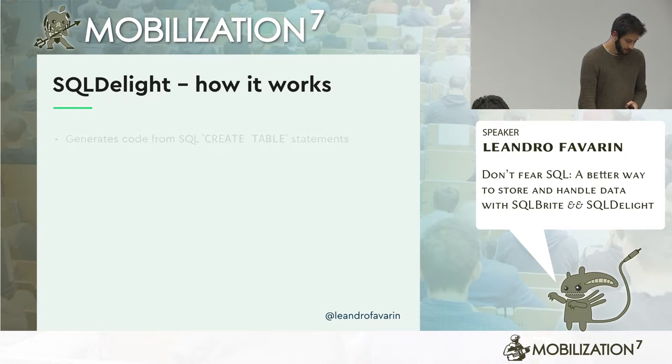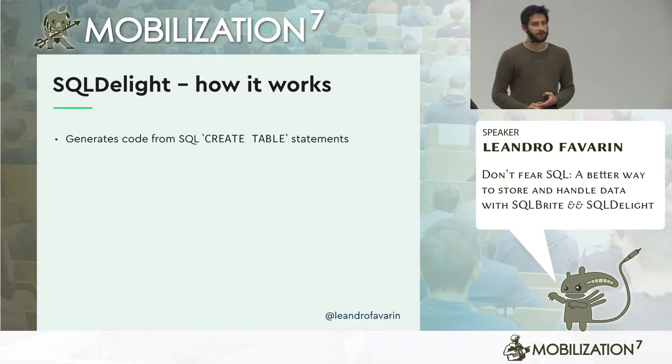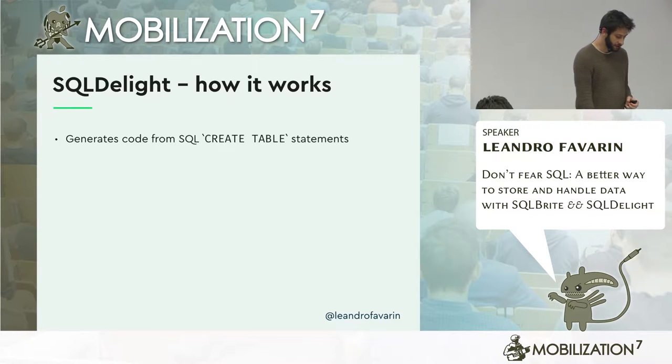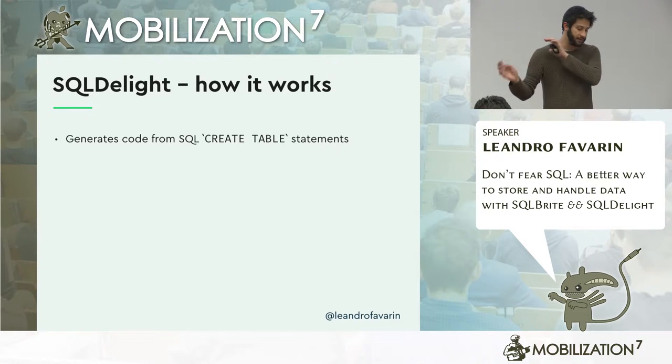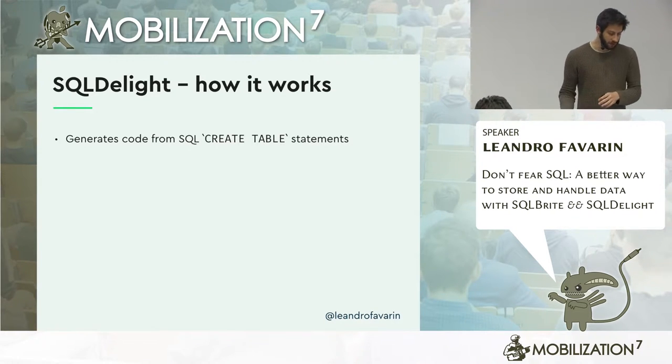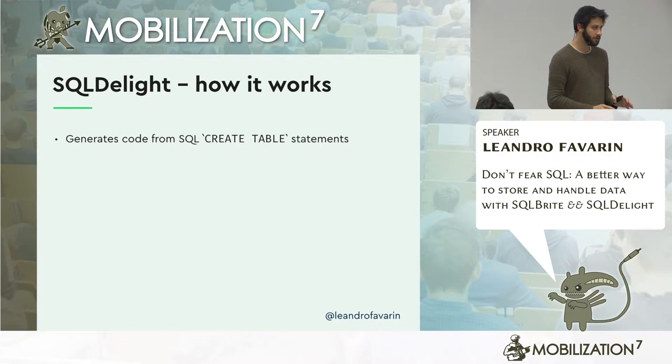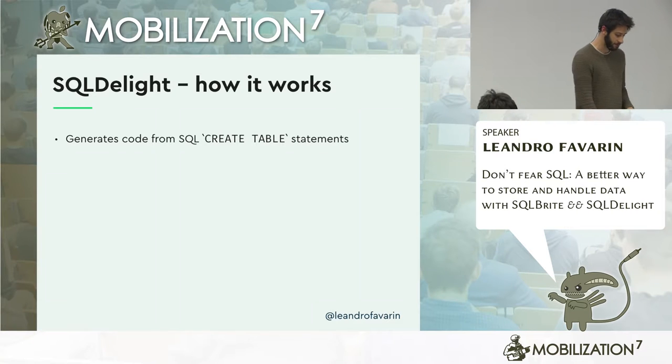Well, it does all its work at compile time. Its purpose is to create type-safe classes to work with database operations. When you define your own create table statements, it's going to get that piece of code, run its plugin, validate it, compile it, and create an interface that we're going to go through. But the idea is that everything that can go wrong will go wrong at compile time.